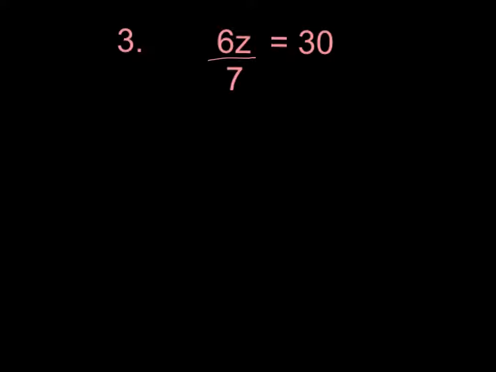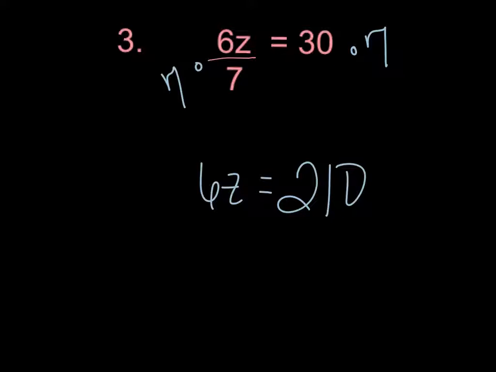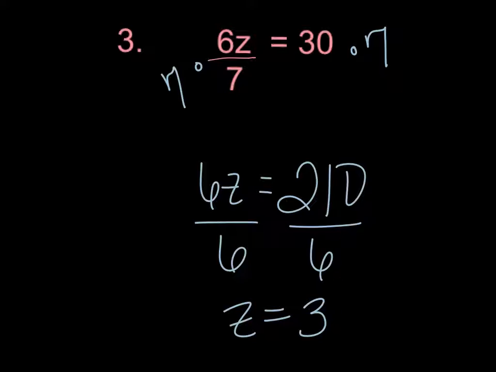Number 3 is a little smaller, but it can be a little tricky. I have two things happening to z. It is being multiplied by 6 and divided by 7. I'm going to undo or inverse the division first because it's a little farther away than the multiplication. So to undo the division, I'm going to times by 7 on both sides. 6z equals 210. I'm going to divide by 6, and I get 35.